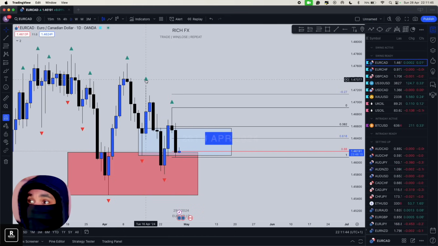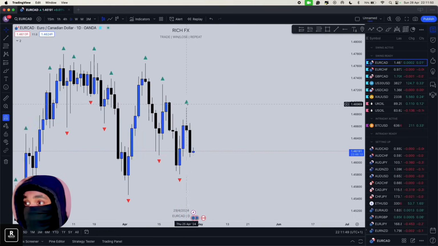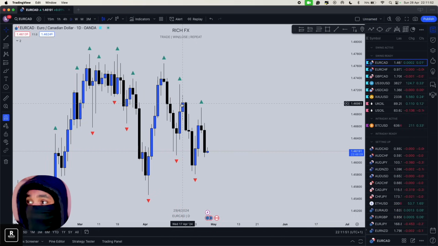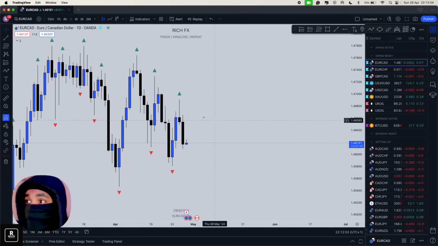So first pair we're looking at, we've got EURCAD. So essentially what we're looking for is an impulse and a correction. Now we did have our impulse coming down from this area here, and I'll mark it out for you. So this was our initial impulse. However, as you can see, we've now got an impulse in the opposite direction, followed by the correction. Now this would have been a sell order.